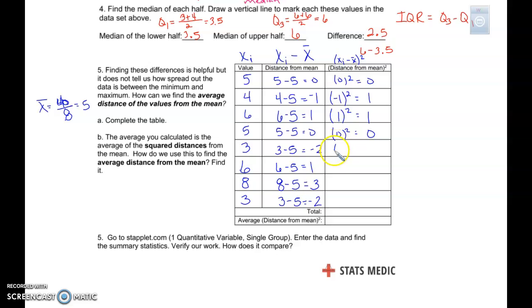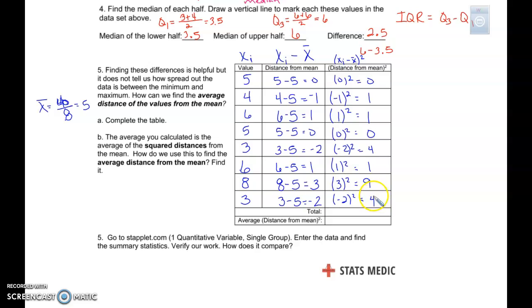-2 squared would be 4, and 1 squared would be 1, and then 3 squared would be 9, and then negative 2 squared would be 4. Okay, so what you're going to do is add these up.